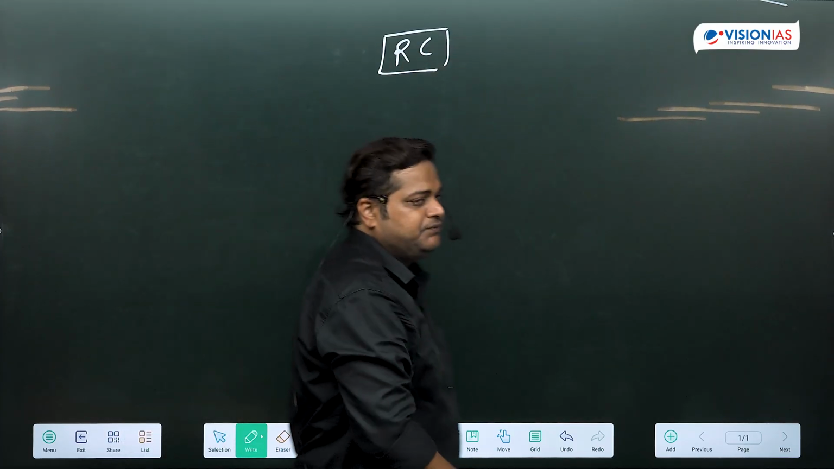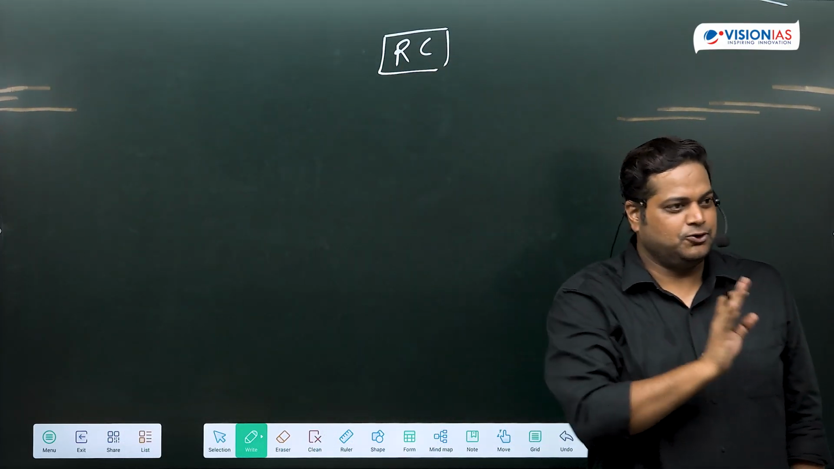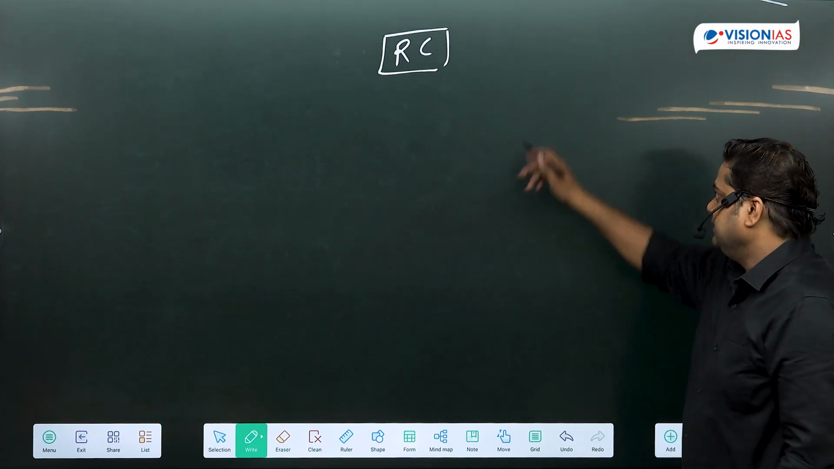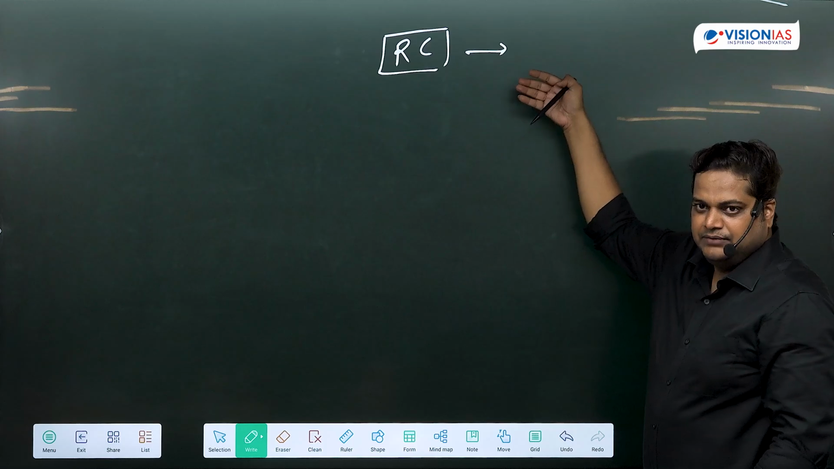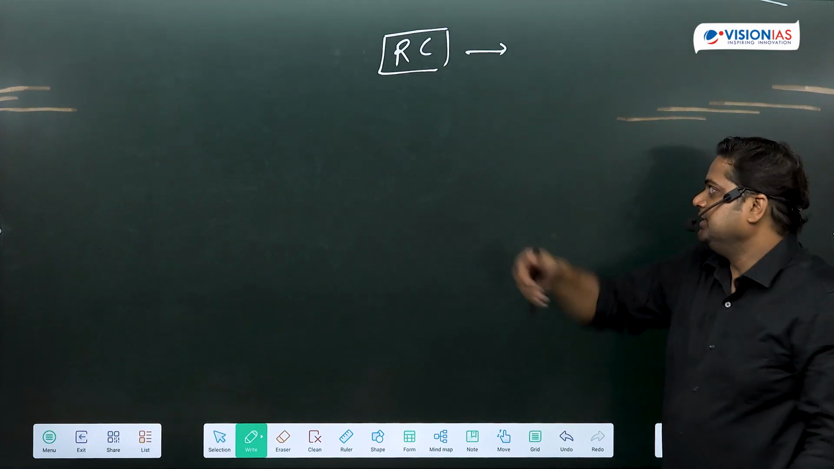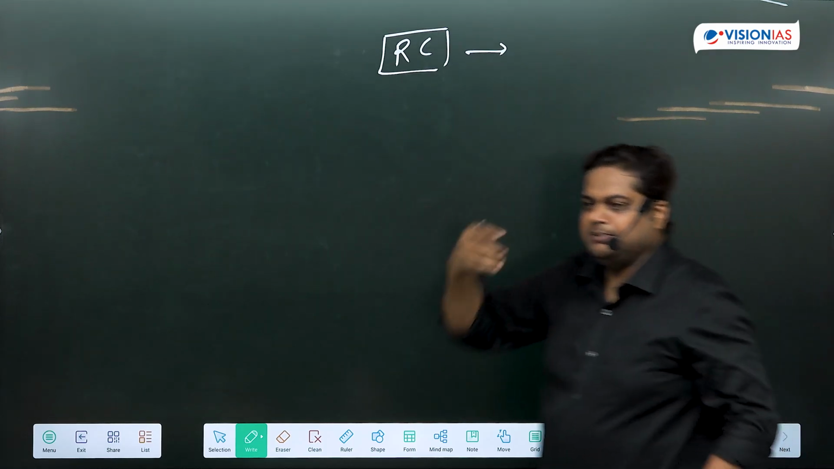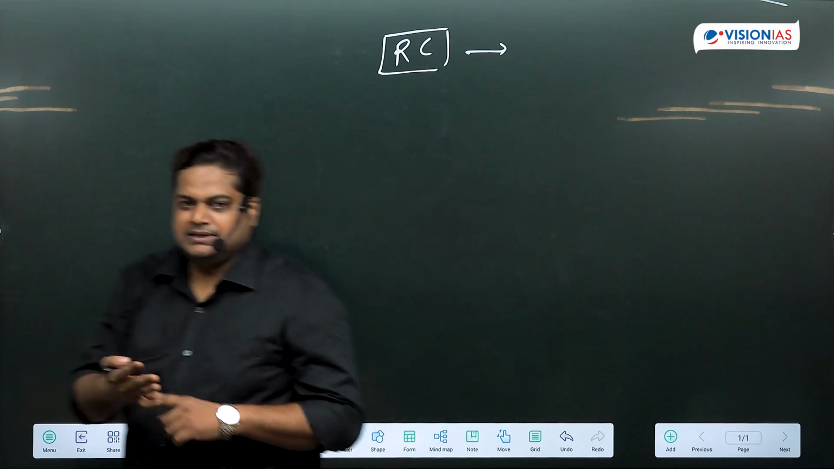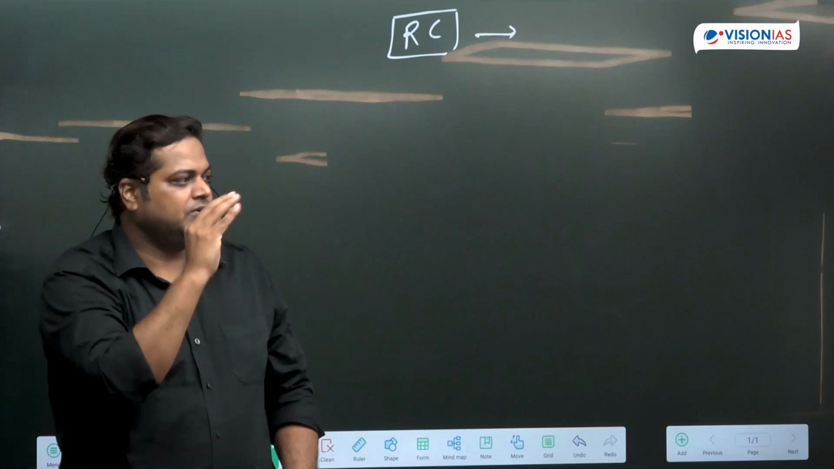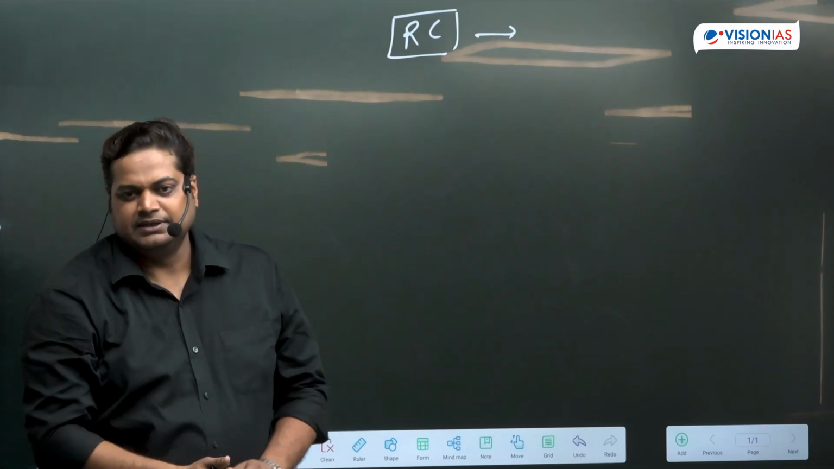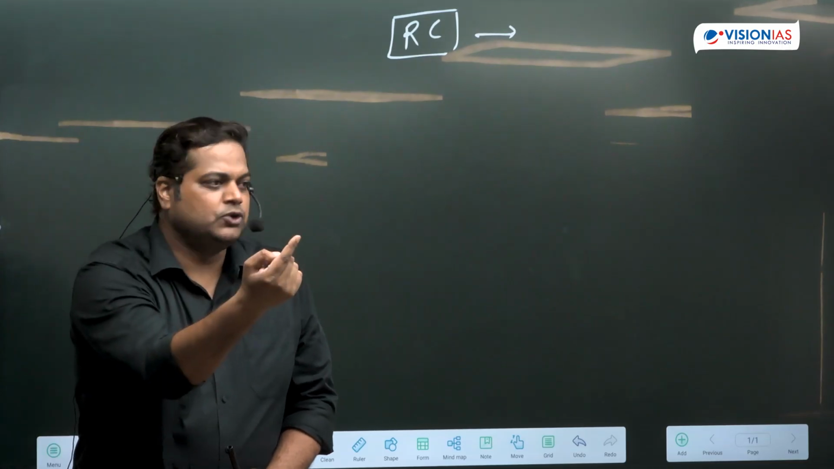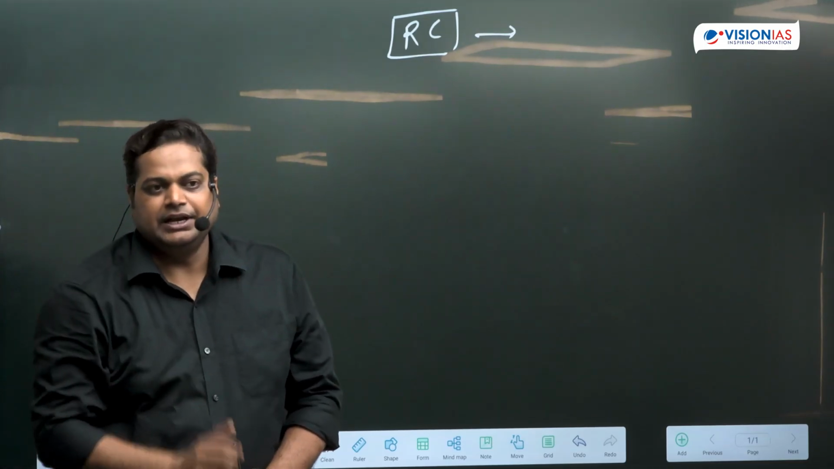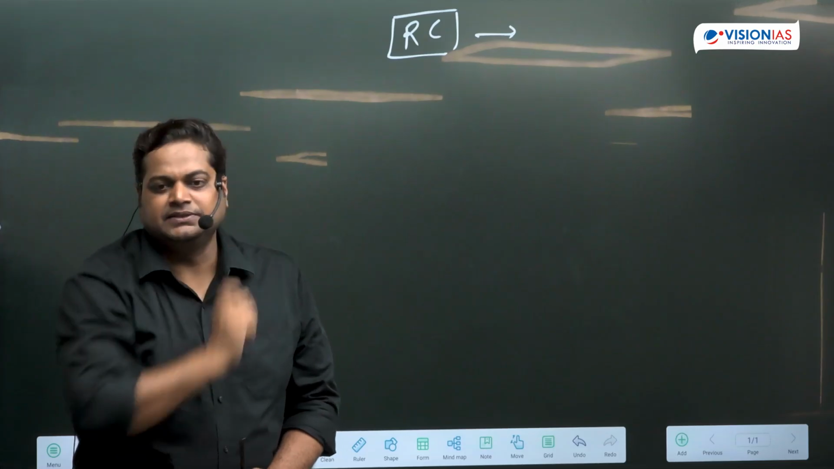For the RC part, we don't have any subtopic or topic. They are the passages we get. We need to understand the passage, and passages come from different subjects. We have subjects like climate, governance, any government scheme, or any philosophy-related passage.